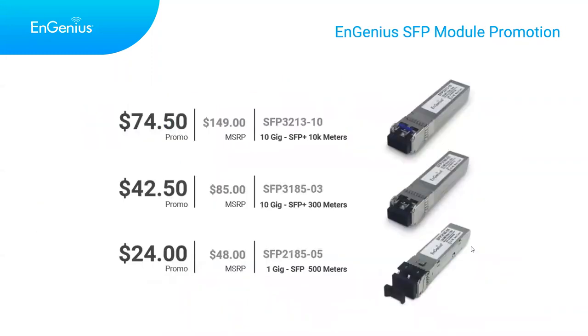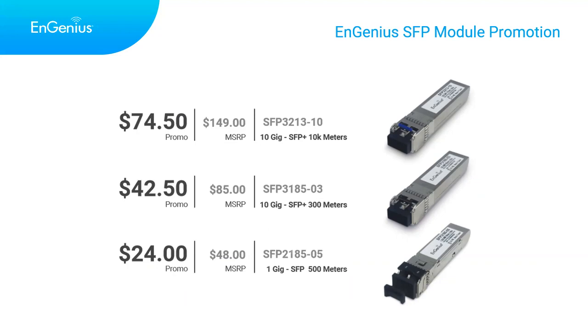We're also running promotions on the EnGenius SFP modules. Anytime you buy a cloud switch, you can buy our SFP modules at half the price. We have different variations. We have 3 SFP modules that we currently have with different specs, obviously, that you can buy at 50% off. So any EnGenius cloud switch that you purchase, you can get 50% off on the SFP module.